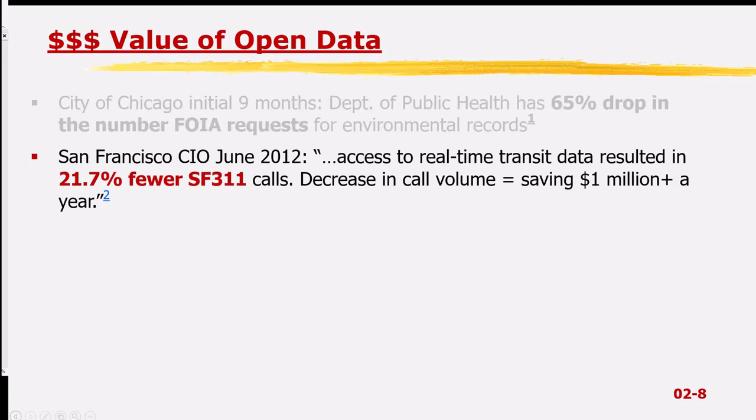In San Francisco, we see that applying open data for something as simple as real-time bus maps and moving bus locations, the literal calls for help go down. Again, money saved, and perhaps more important, citizen respect for the system increases.